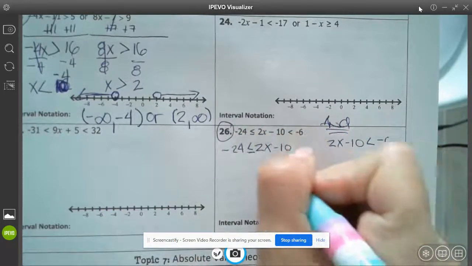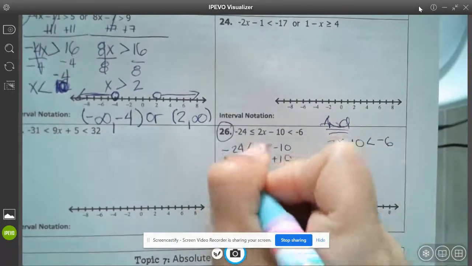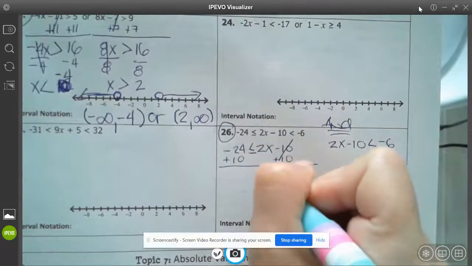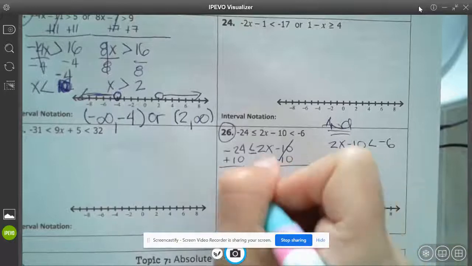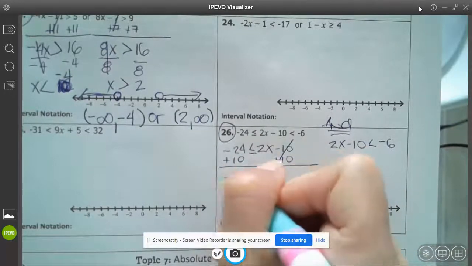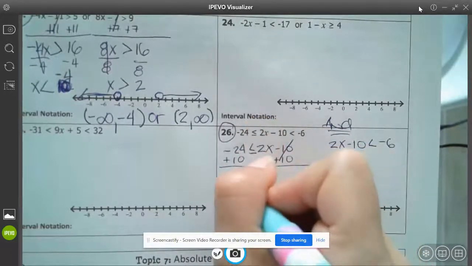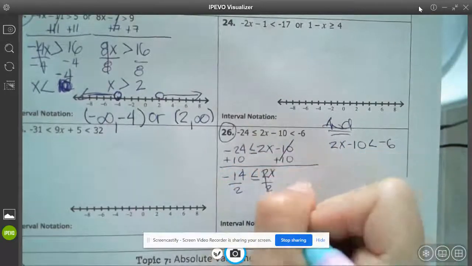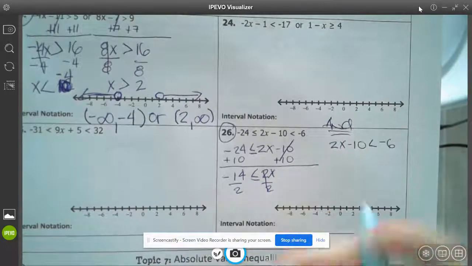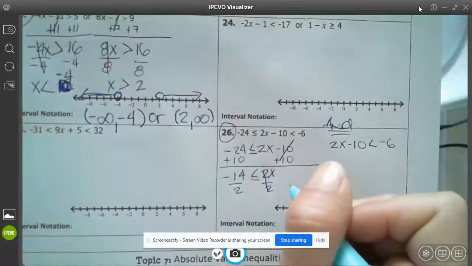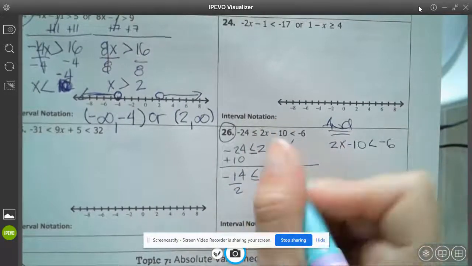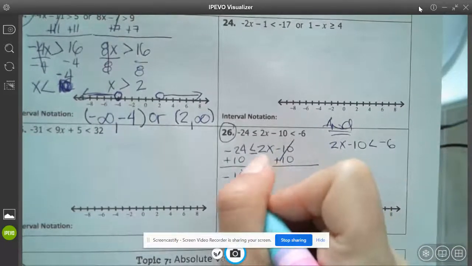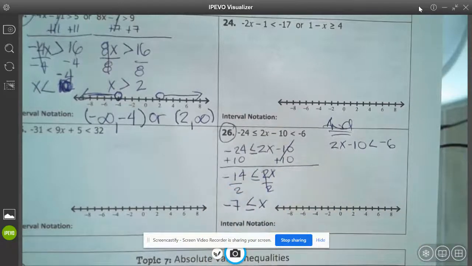All right, so let's solve. That's plus 10, plus 10. That goes away here, and I have 2x is greater than or equal to negative 14. And then you divide by 2, that goes away. If you want to just flip them, that's fine too, but we have to be careful here. So let's just write them like this. So that's x is greater than or equal to negative 7. So that's one of them.